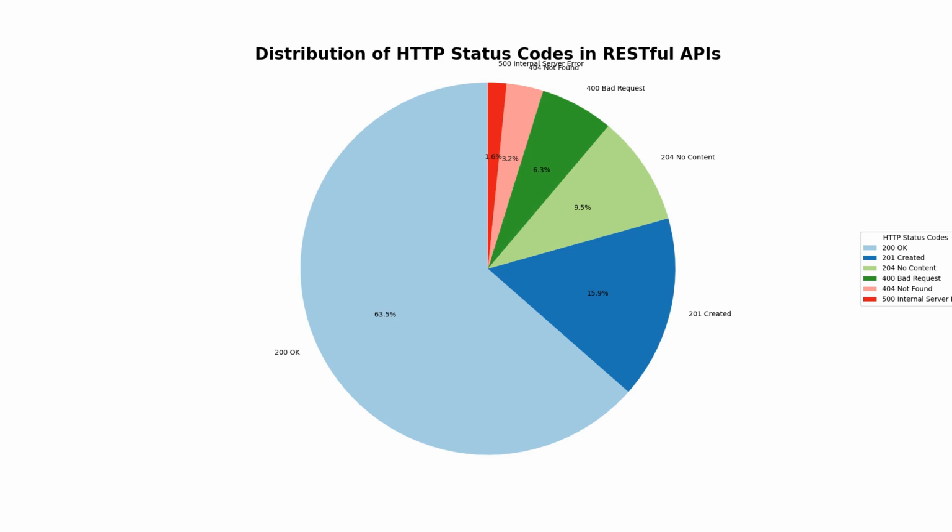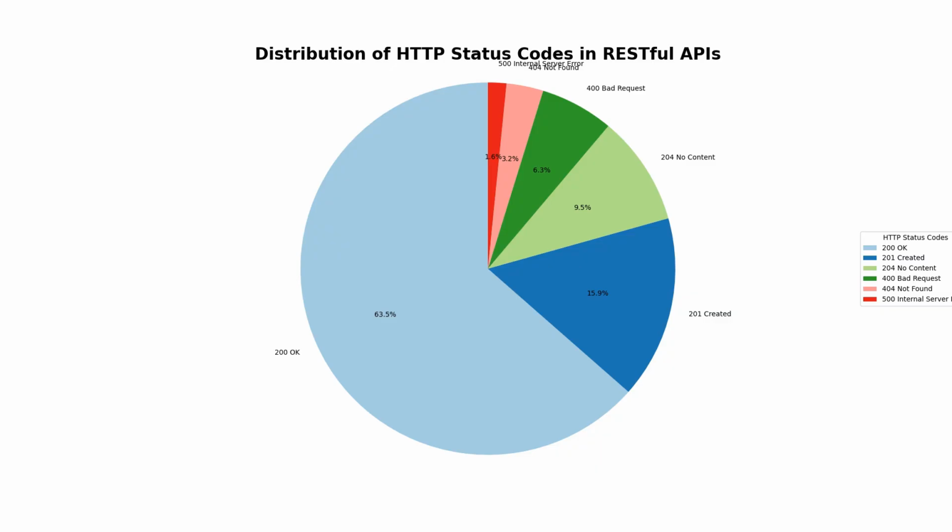The figure titled Distribution of HTTP Status Codes in RESTful APIs displays a pie chart with labeled slices for 200 OK, 201 Created, 204 No Content, 400 Bad Request, 404 Not Found, and 500 Internal Server Error, along with a legend mapping each color to its corresponding status code. Now, if we take a closer look, the largest slice, 200 OK, occupies about 63 to 64% of the chart, which shows that the vast majority of responses are successful, full content responses.